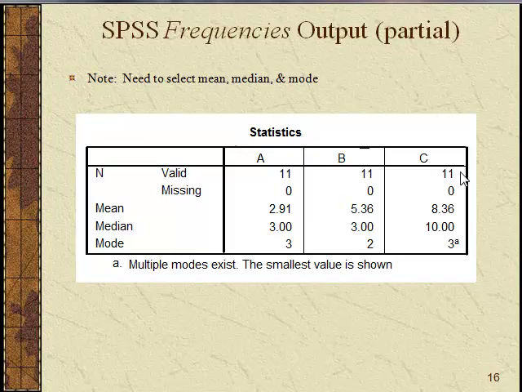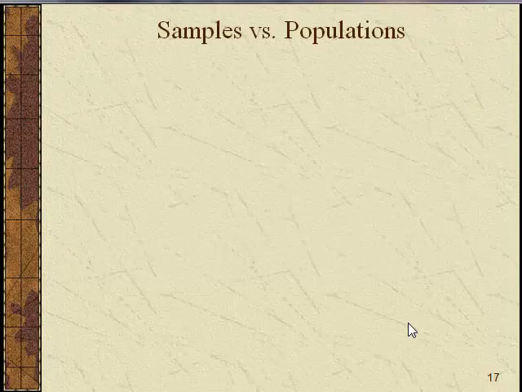And then last, the mode, you can see it has a little notation here. There's two modes, so one of them would be 3 and the other one I think works out to 12. So that's that. Okay, the next one I'm talking about the difference between samples and populations.